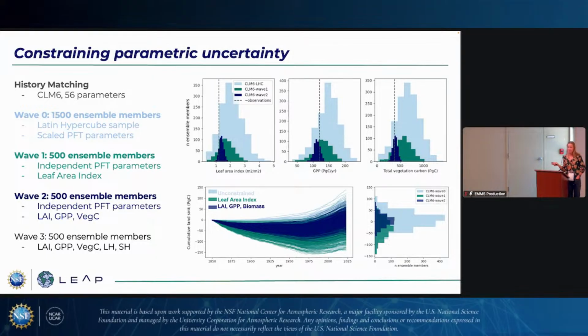But I think what's exciting is that by constraining this parametric uncertainty using variables that we do have observations of, we are able to constrain some of the uncertainty in the cumulative land carbon sink, which is something that we don't directly observe. So we'll continue down this road, but for today's talk, I wanted to demonstrate how we're using this large ensemble to train emulators and then use that emulator for calibration.